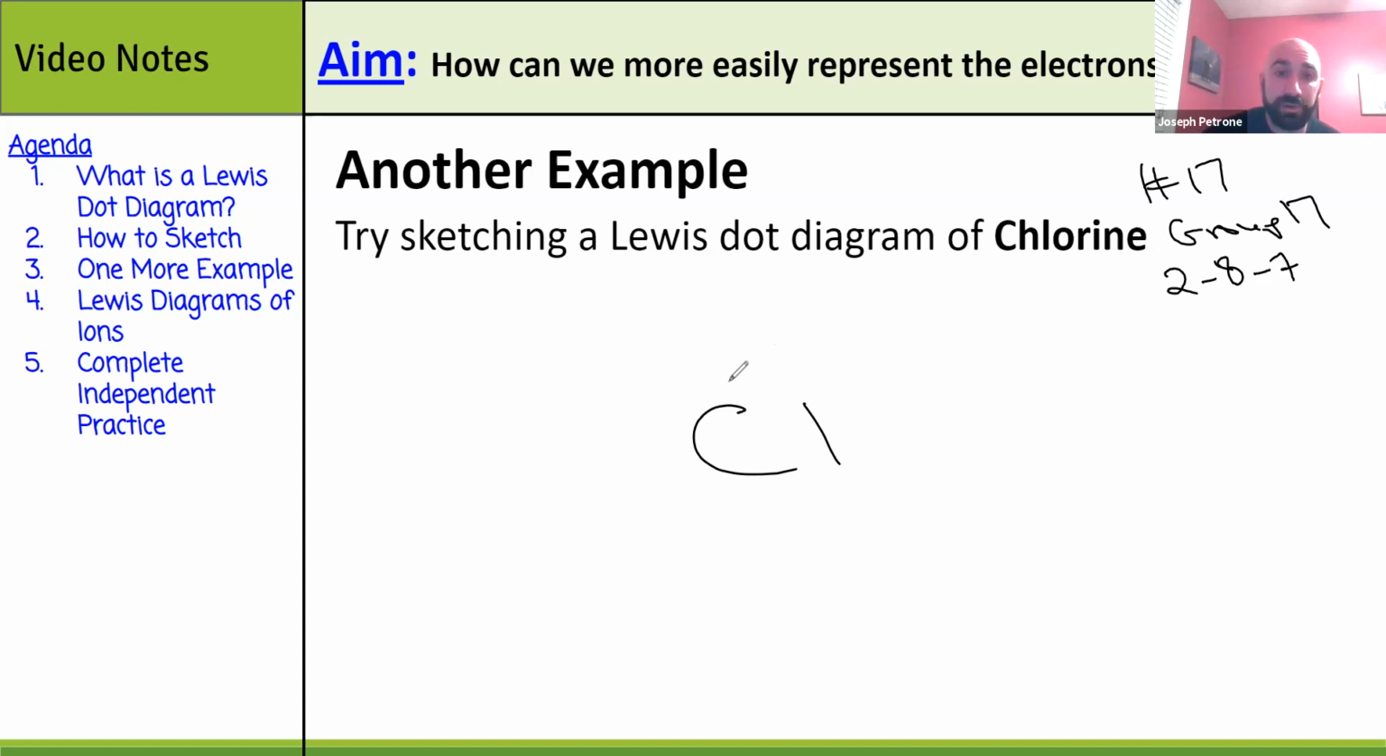So once again, we'll start at the top, 1, and then go clockwise, 2, 3, 4, and then start doubling up, 5, 6, 7. So we have our symbol, we have the 7 valence electrons circled around it, and this is all we need to know.